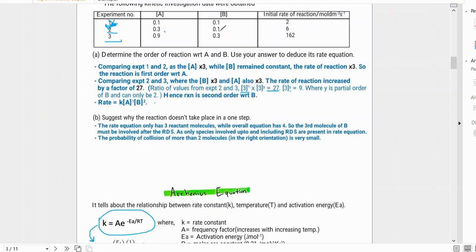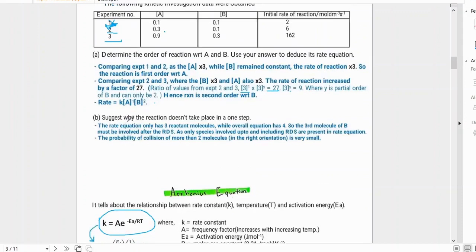The factor by which the concentration of B was increased is 3, raised to the power of the partial order, which we do not know, so we denote it as Y. The factor by which the rate of reaction increased is 27. If we work out the arithmetic, we get that the reaction is second order with respect to reactant B. The question is not finished. They have asked us to then deduce the rate equation. So the rate equation equals rate constant, concentration of A raised to the power of 1, concentration of B raised to the power of 2.